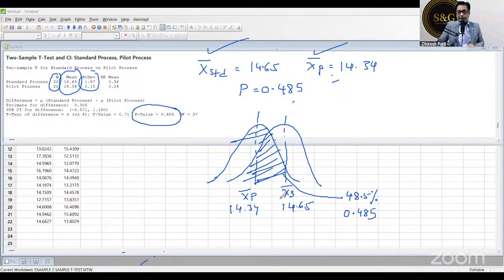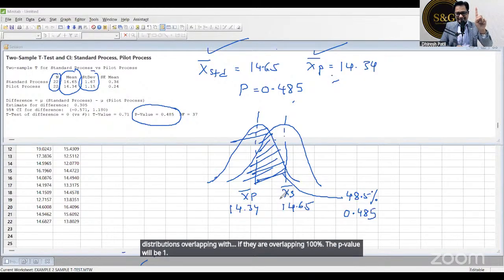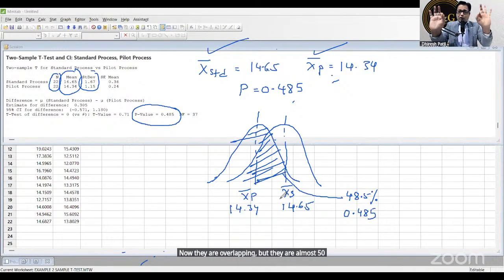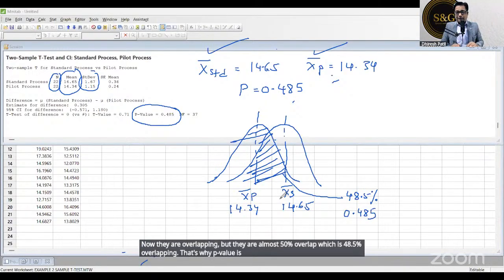How many of you got it? There are two distributions overlapping. If they are overlapping 100%, the P value will be 1. That is 100% overlap. Are you understanding? Now they are almost 50% overlapping, which is 48.5% overlapping. That's why the P value is 0.485.